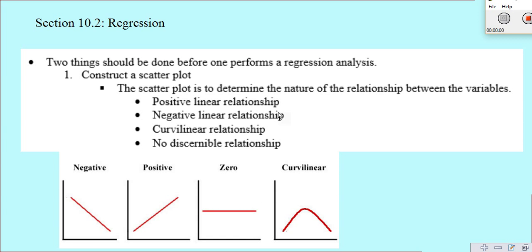The relationships that you might see are a positive linear, a negative linear, a curvilinear. In this case, you get a scatter plot and you see the curve. We've already talked about negative and positive relationships, and you'll see that in just a few moments. And then, of course, a zero or no discernible relationship, where you've got things all over the place, scattered. That's the main thing you want to look for, because if you do the scatter plot and you don't see any relationship, then there's no need to continue forward with the calculations.